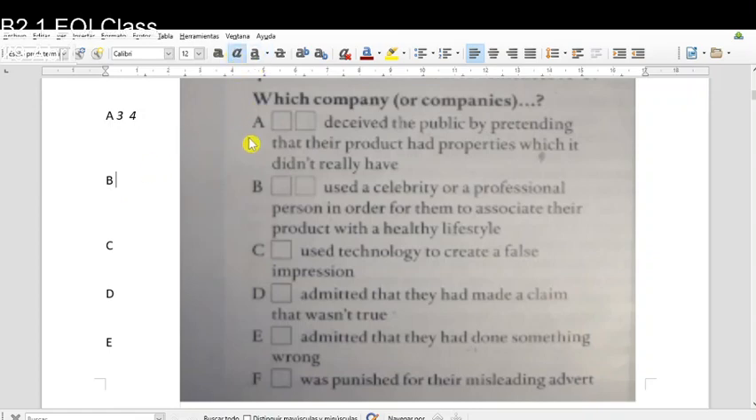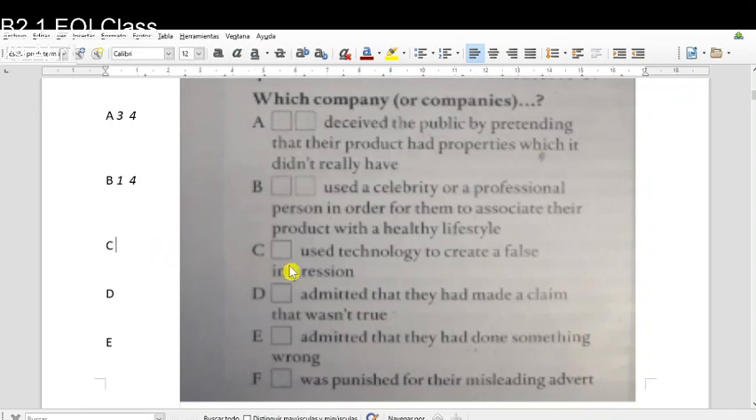Then, let's go on. B. Use a celebrity or a professional person in order for them to associate your product with a healthy lifestyle. Well, number one, a doctor, a professional person, yeah. And number four, because they used a baseball player, a celebrity.